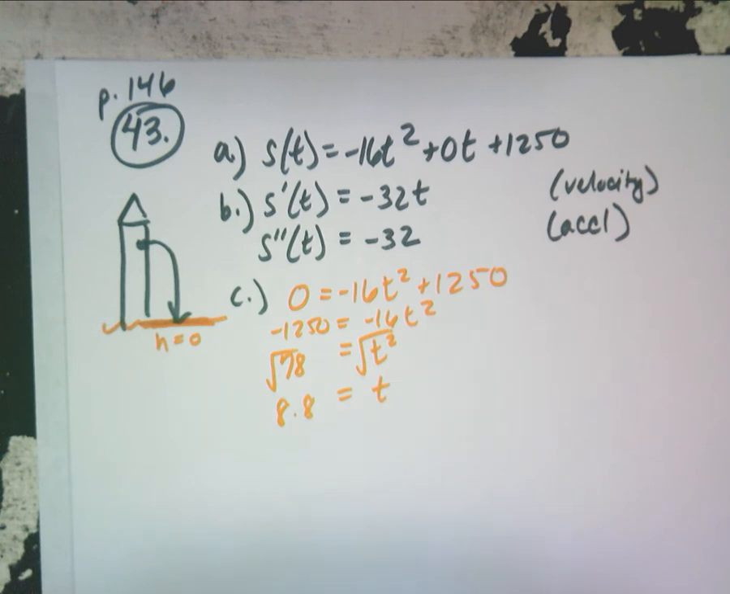Why is it not minus? You can't have a negative time. We can't go backwards in time. Okay? What are you, a time machine? So after about 8.8 seconds, it has fallen and hit the sidewalk. Hopefully no one is dead, okay? So now we're going to answer part D.